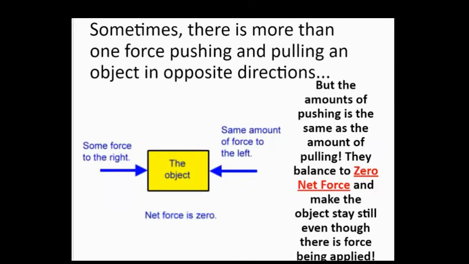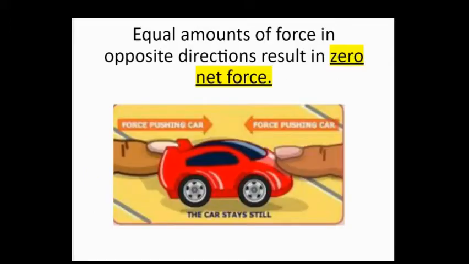Sometimes there is more than one force pushing and pulling an object in opposite directions, but the amount of pushing is the same as the amount of pulling. They balance to zero net force, and they make the object stay still, even though there's a force being applied. Here you can see this is the object. There's force being applied to the left, and force being applied over here. Same amount of force. The net force equals zero, and it stays still. Equal amounts of force in opposite directions result in zero net force, the object staying still.